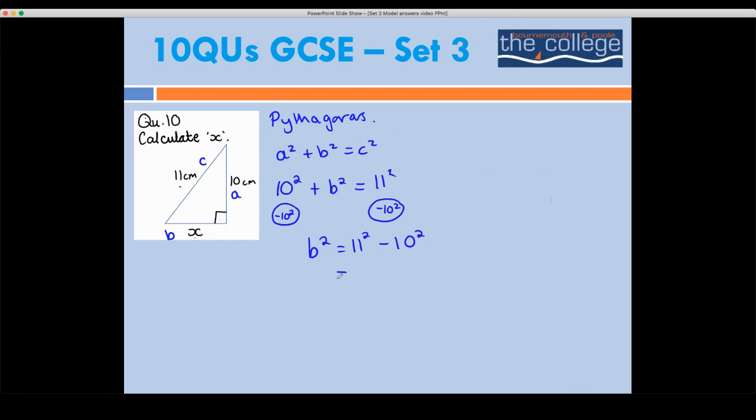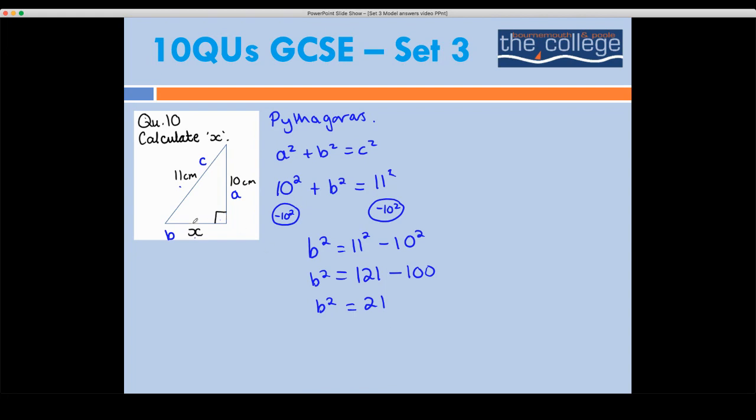What I now need to do is get some values in here. So 11 squared is 11 times 11 is 121. Take away 10 squared. So 10 times 10 is 100. So b squared is going to be the result of that calculation. So b squared is 21.